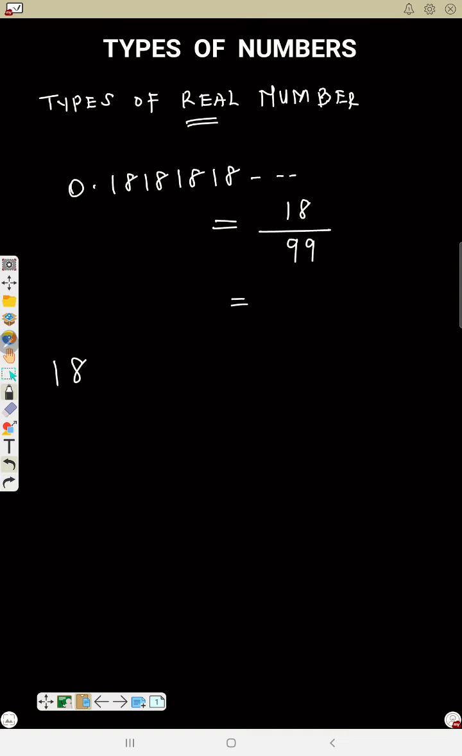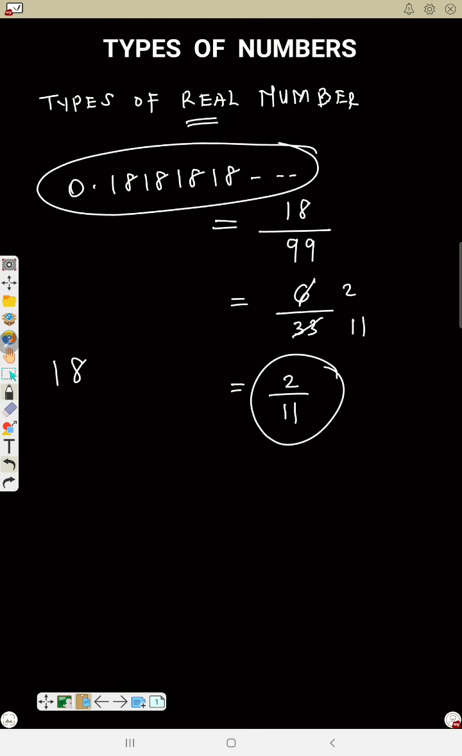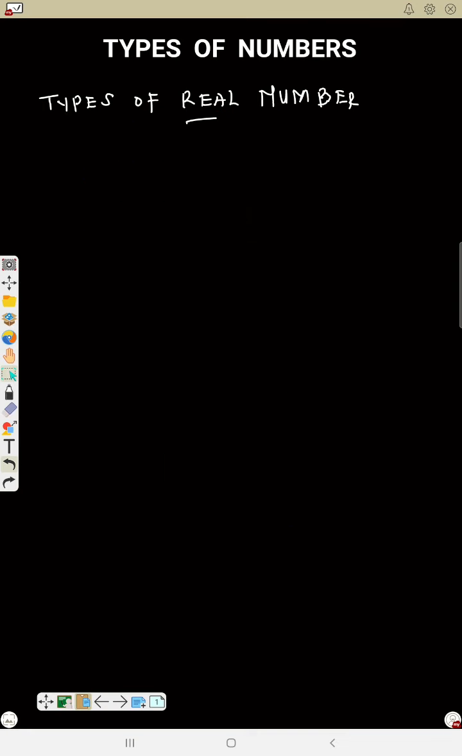You can reduce this. 3 in 18, 3 times 6 18. 3 in 99, 33. 3 can still go. 3 here 2, 3 here 11. That means 2 divided by 11. If you press it in your calculator, you will get this. That is how you can change a recurring decimal to fraction. To know how to change terminating decimal to fraction, watch my video on how to change decimal to fraction. You will understand better.